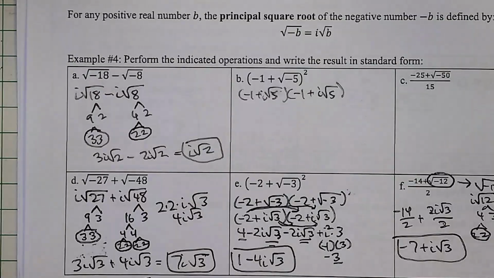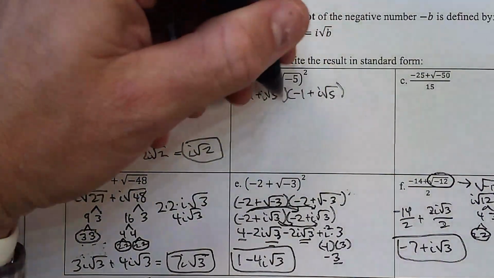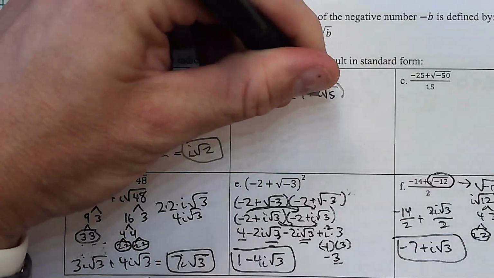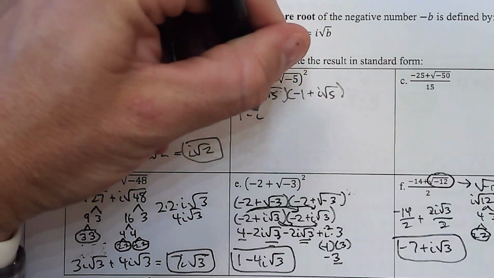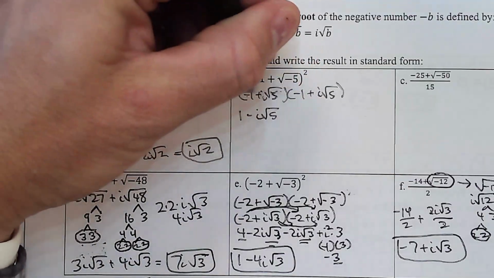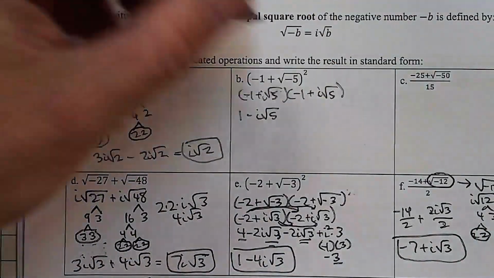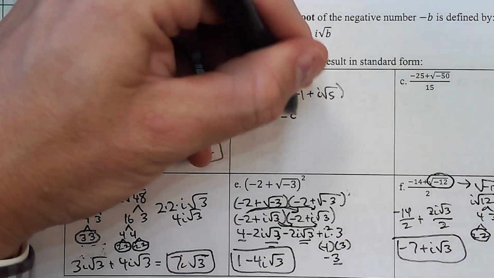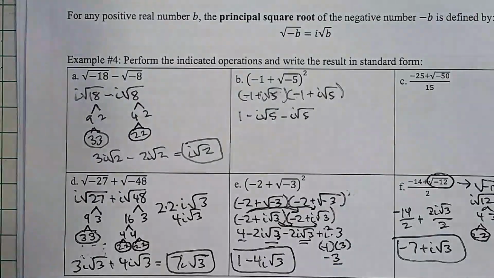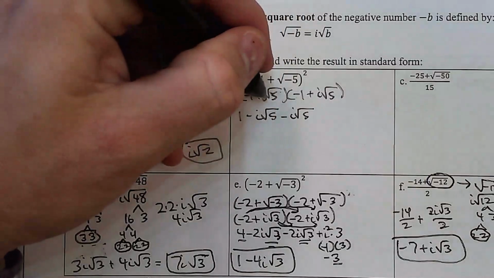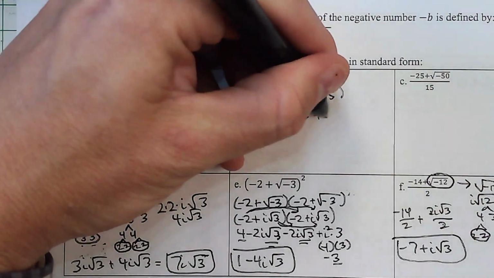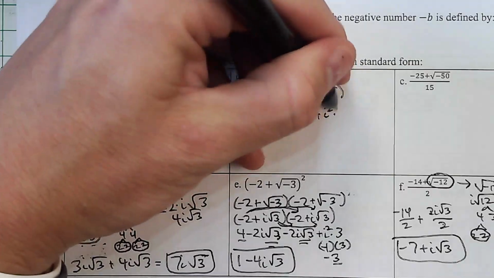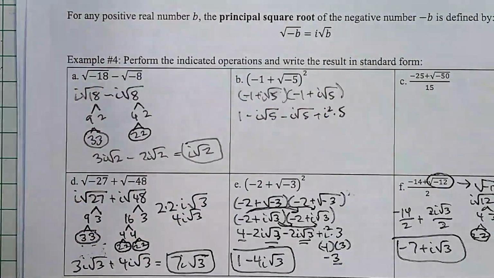Okay. Now we're going to multiply. What's negative 1 times negative 1? Negative 1 times i square root of 5 is negative i square root of 5, because negative 1 times i is negative i. Then i times i is what? And then square root of 5 times square root of 5? Positive 5. Oh, it's the square root of 25.